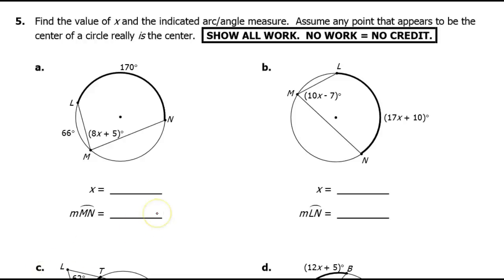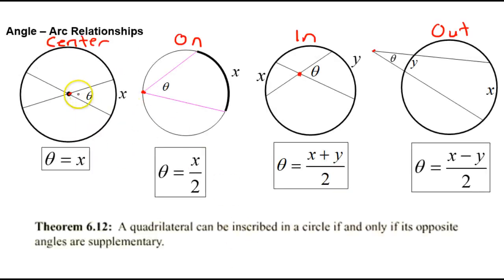In this video, we will continue exploring the relationships between arcs and angles in a circle. And again, it's going to come down to whether or not the vertex is at the center, on the circle, in the circle, or outside of the circle. If the vertex is at the center, the angle equals the arc. If it's on the circle, the angle is half the arc, or you could say the arc is double the angle. If the vertex is in the circle, the angle equals arc plus arc divided by 2.